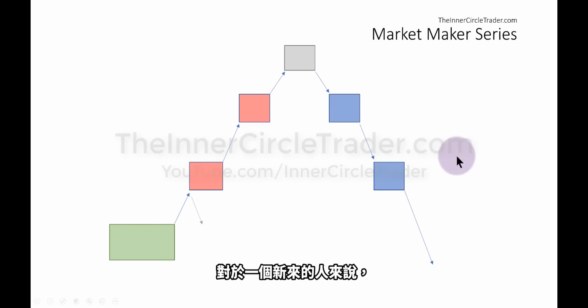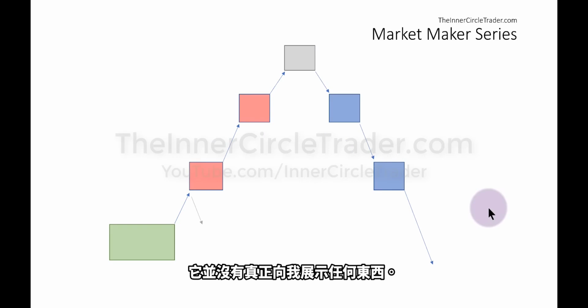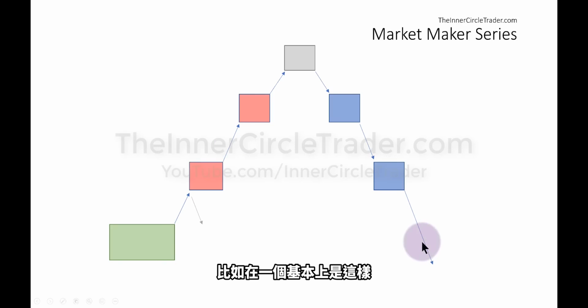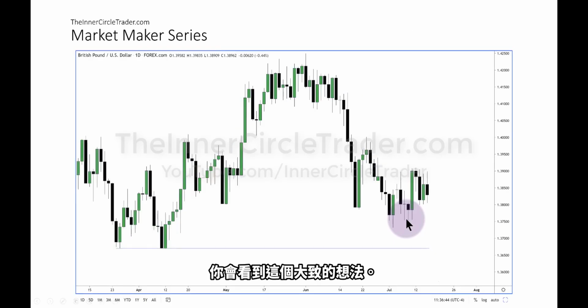And again, for someone new, for someone that has not been looking at price charts for a long time, this is going to look too elementary, too simple, too vague. Well, it's not really showing me anything. I'm not really grasping it. But I promise, if you go through your old charts and look at a price swing, say on a 4-hour chart that does basically something like this, and then you study it from a 15 or 5-minute chart, you'll see this general idea.